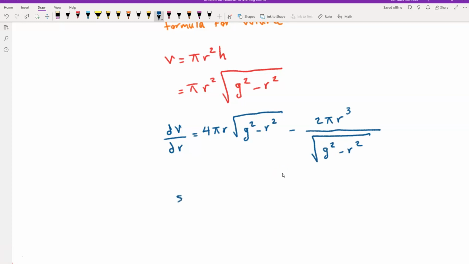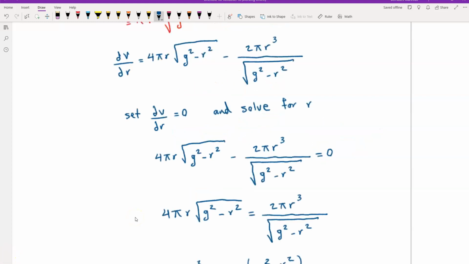The next step, set dV over dr equal to 0 and solve for r. So here we have dV over dr equal to 0. So 4 pi r times the square root of g squared minus r squared is equal to 2 pi r cubed divided by the square root of g squared minus r squared.